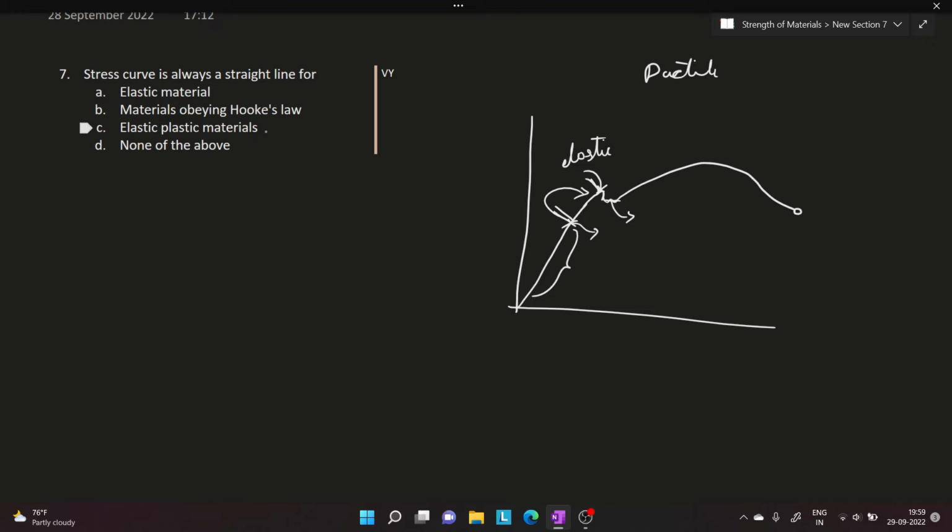So elastic plastic material. If we are in the plastic region, it is no longer the case that the stress is directly proportional to the strain, right? So we are going to have a horizontal line and some undulations, crests and troughs formed there, right? So anyway, the only option that suits us is option 2. We are going to go for this, right?